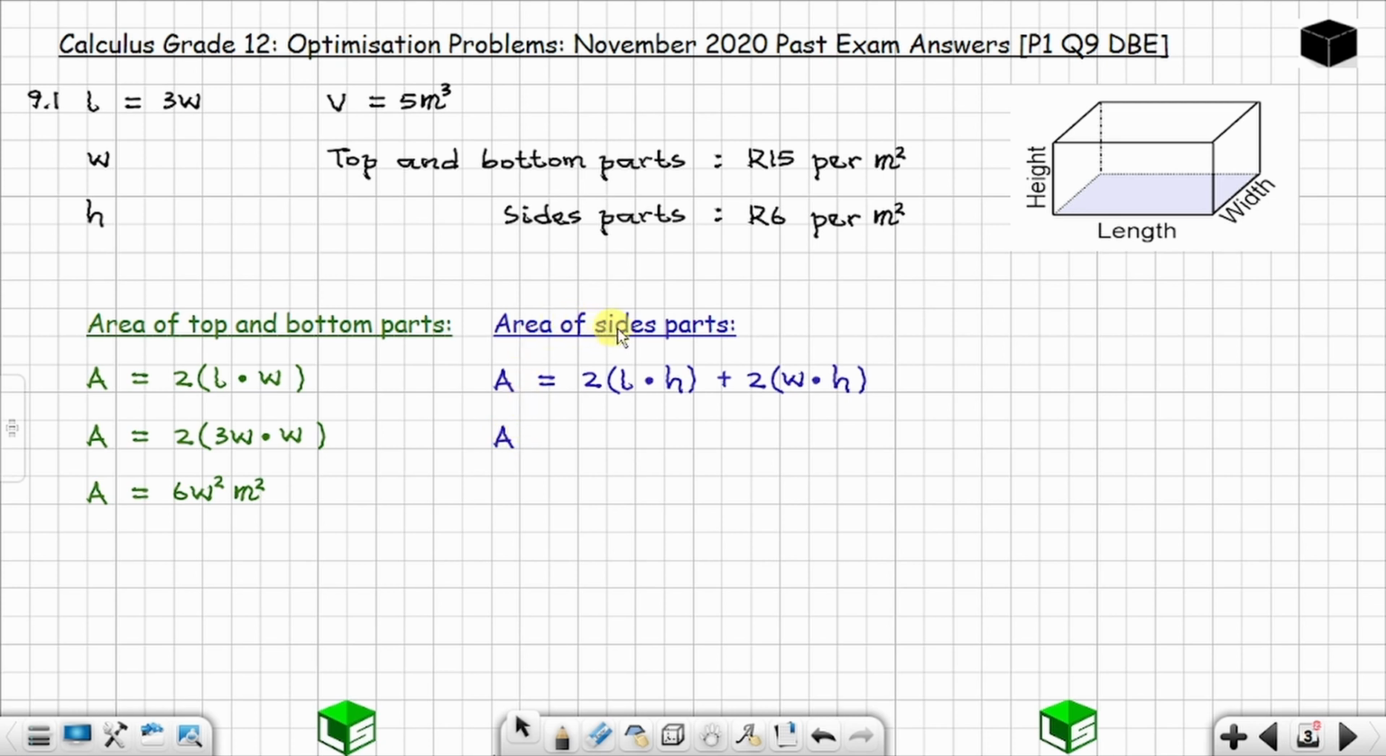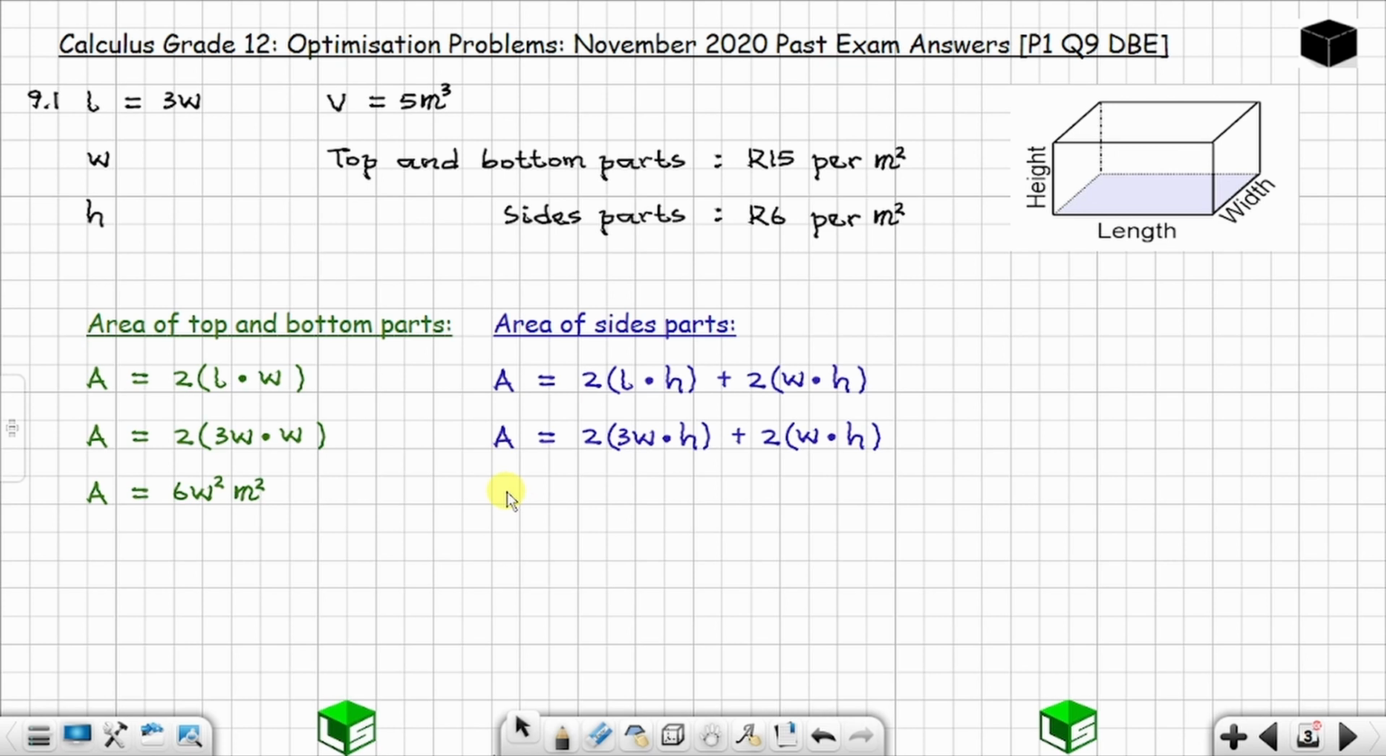The area of the side part is equal to 2 times, remember again, L, the length, is 3 times the width. So let's replace the length, or L, with 3W, right? Times H, 10 plus 2, you have W times H. I hope you can follow that. So this is L being replaced with 3W, because in the information you are told that the length is equal to 3 times the width, okay?